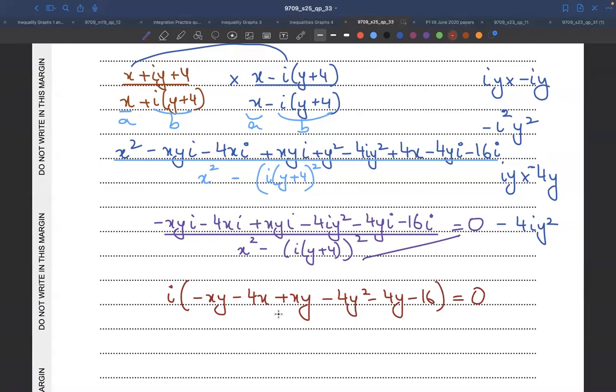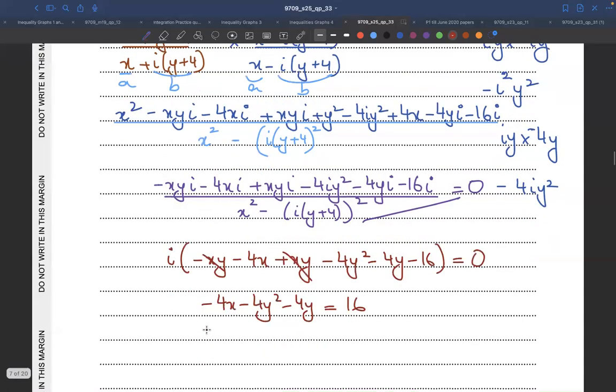So minus x5 plus x5 cancels. And what else do we have? So we have minus 4x minus 4y squared minus 4y minus 16 equals 0. So we can now write this as minus 4x minus 4y squared minus 4y equals 16 as well. We can divide by minus 4 to make it easier. So x plus y squared plus y equals 4. So that will become our first equation.